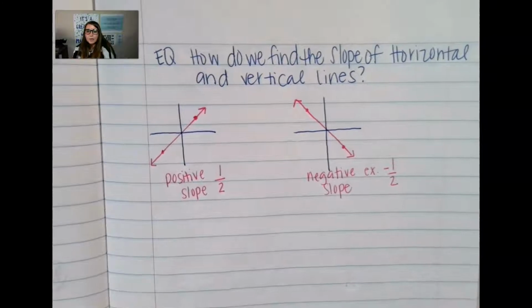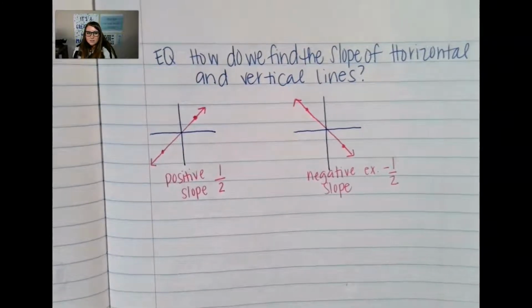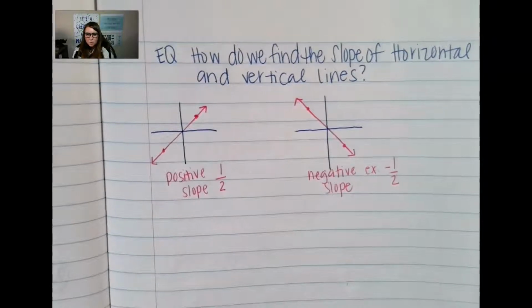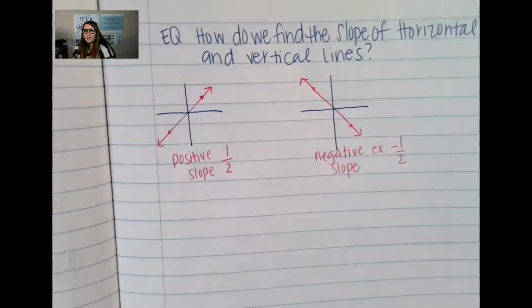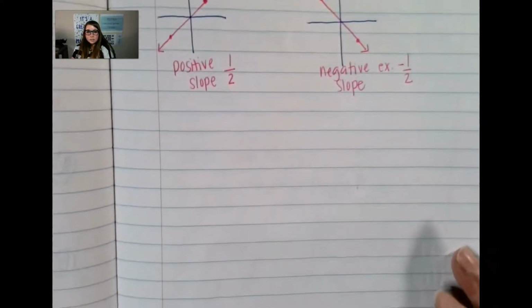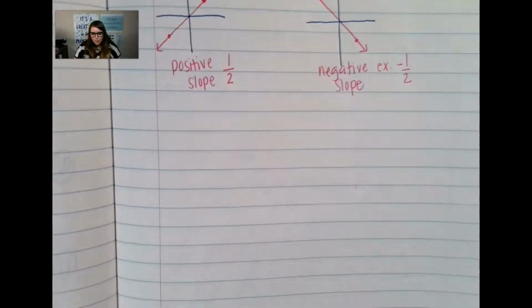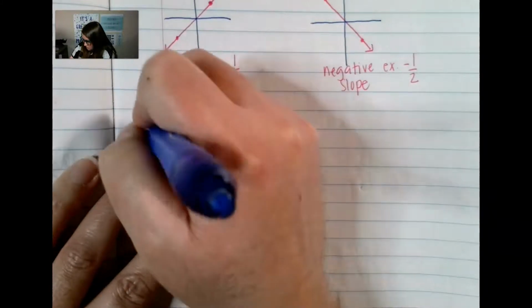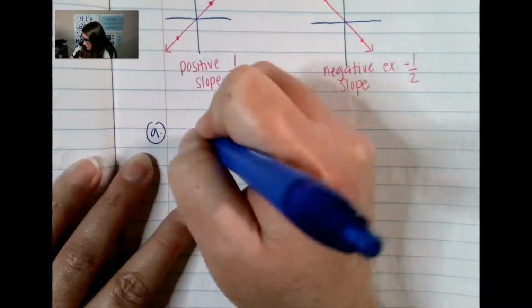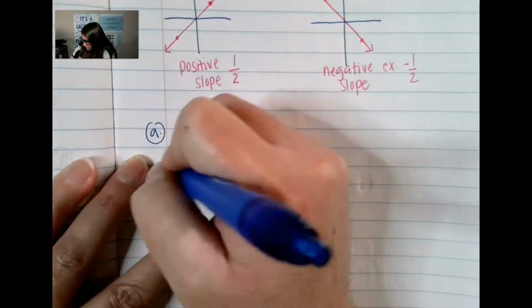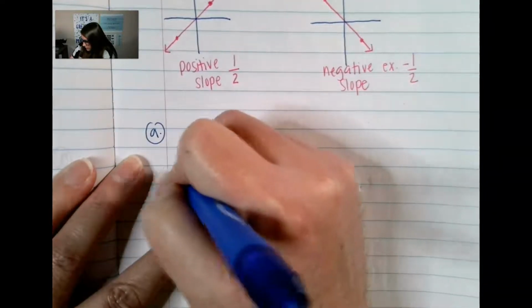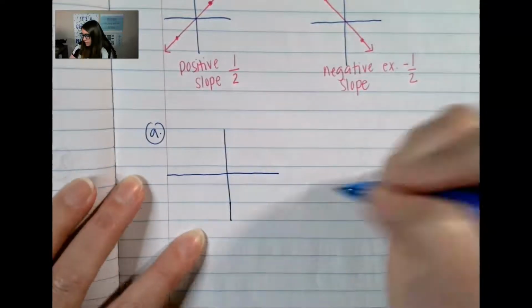But today we're going to look at horizontal and vertical lines. So what happens when we have horizontal and vertical lines? Let's take a look at what happens to their slope. So let's say that we have example A, and in example A, we have a line that looks like this.